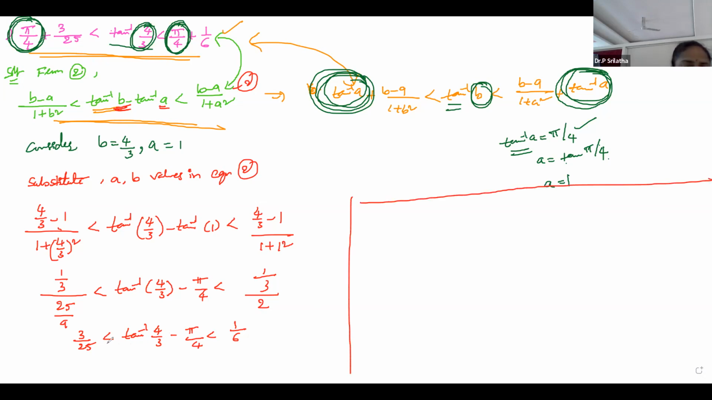Add pi by 4 on both sides. Then you will get pi by 4 plus 3 by 25 is less than tan inverse 4 by 3 is less than pi by 4 plus 1 by 6. Okay, hence proved.